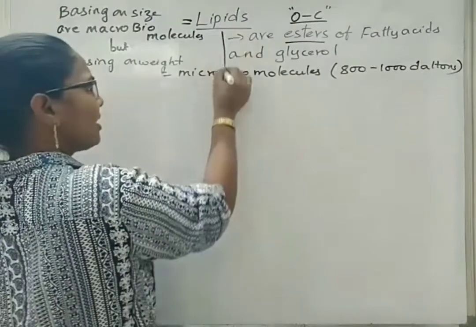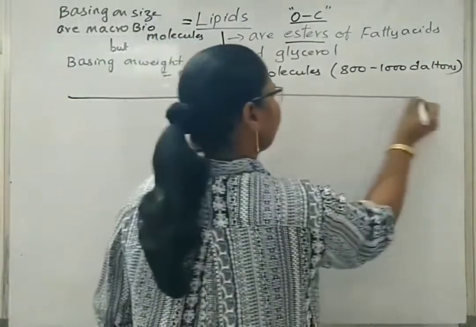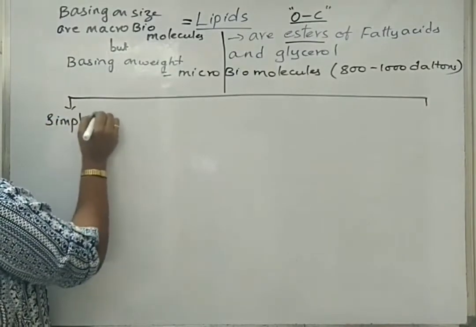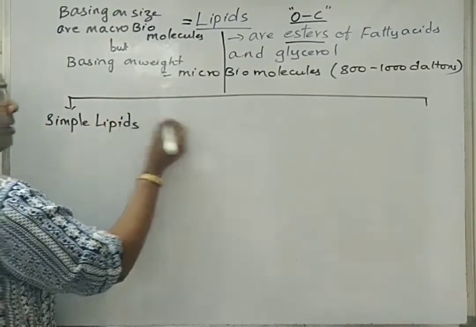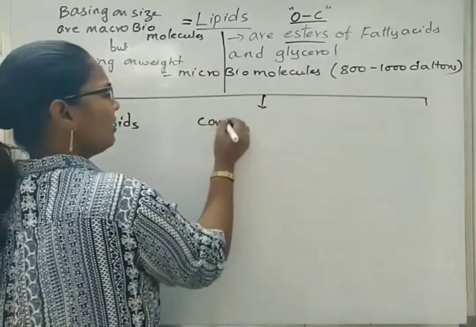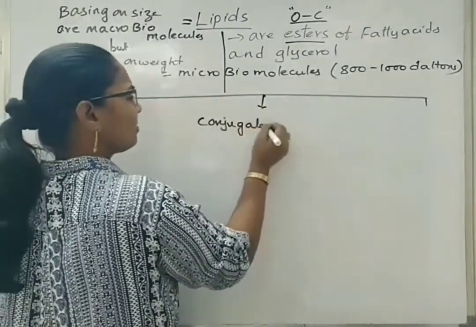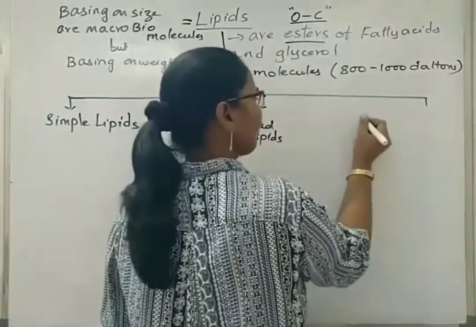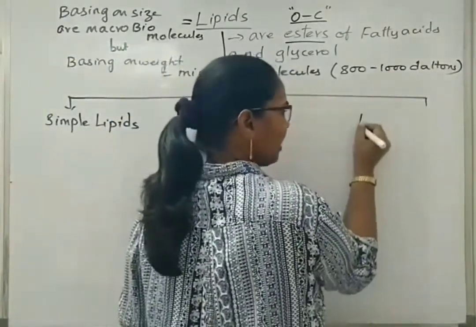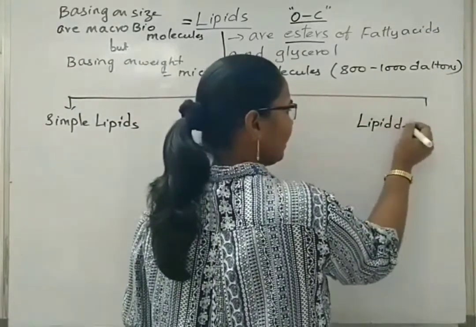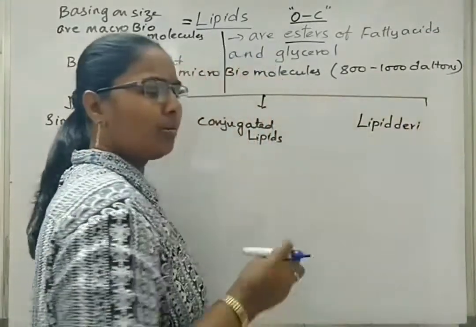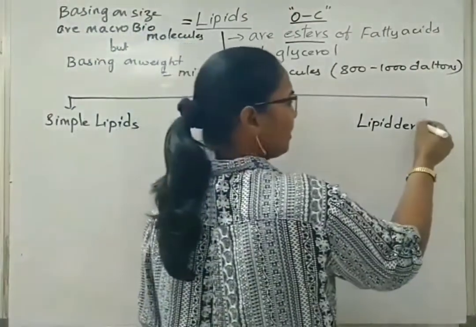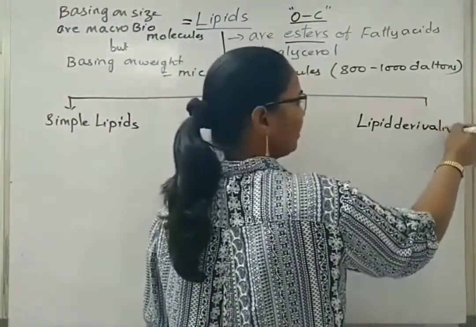These lipids are classified into three categories. First one, simple lipids. Next one, conjugated lipids. Third one, lipid derivatives. We use the term lipid derivatives in the sense of from what type of raw material these lipids are formed or synthesized. Derivatives.